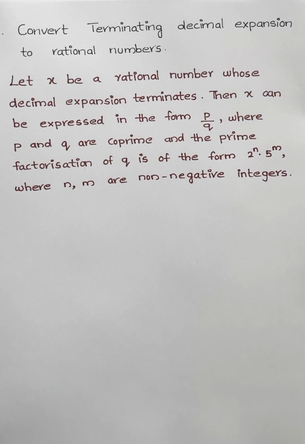Now, we have to convert terminating decimal expansion to rational numbers. Let x be a rational number whose decimal expansion terminates. Then x can be expressed in the form p by q, where p and q are co-prime, and the prime factorization of q is of the form 2 raised to n times 5 raised to m, where n, m are non-negative integers.